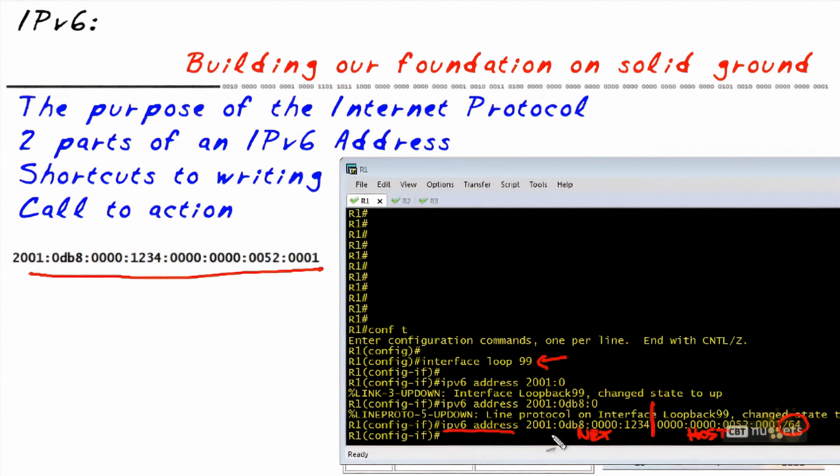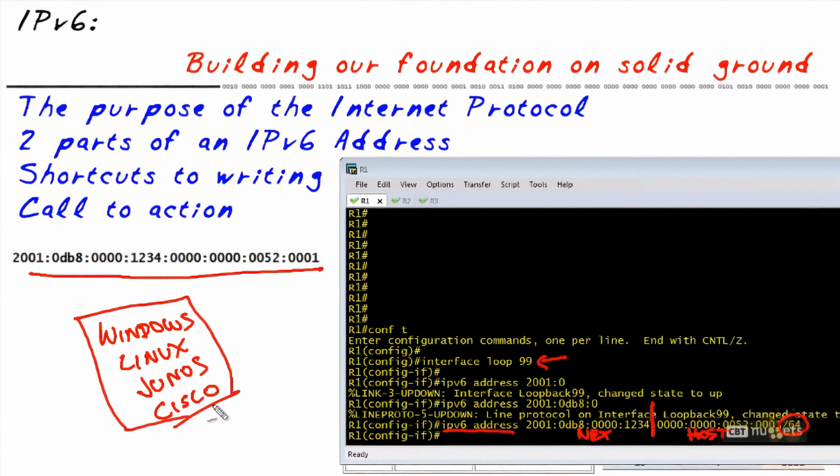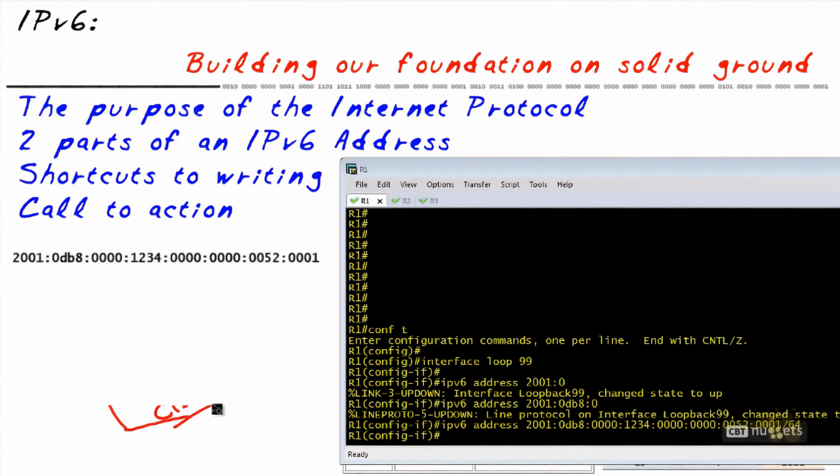But you could do the equivalent implementation on Windows. You could do it on Linux. You could do it on Junos. You could do it on Cisco. It doesn't have to be a specific device as long as it supports IPv6. So let me clear the screen and have you make sure that you've got this IP address right here and that you're going to configure it on an interface. I'll tell you what's going to happen.